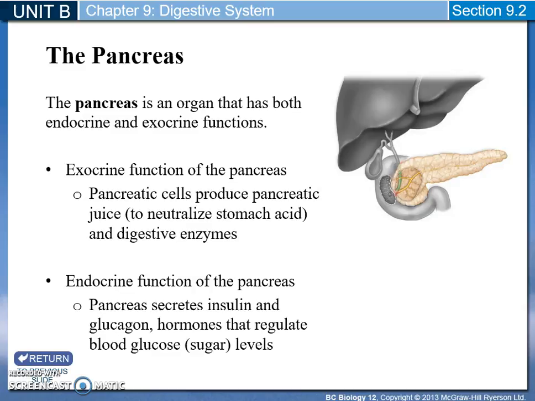Some of the exocrine functions of the pancreas include the pancreatic cells, which produce pancreatic juice to neutralize the stomach acid and digestive enzymes. The endocrine function of the pancreas secretes insulin and glucagon, and these are hormones that regulate the blood sugar levels.